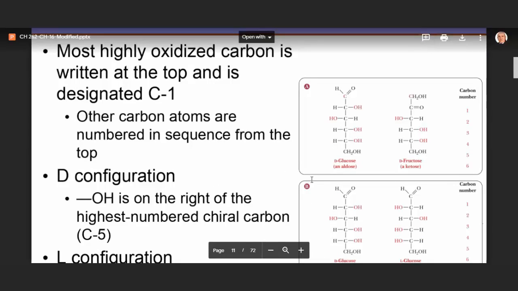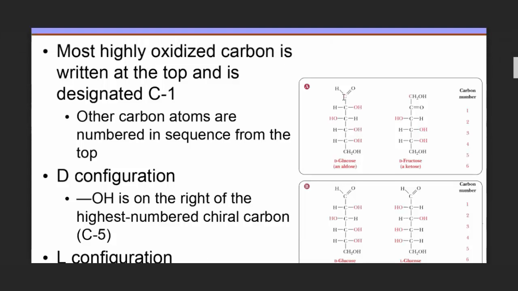Now, this is the structure for D-glucose. Notice, it is an aldose. And here we have D-fructose, which is a ketose. Both of them are hexoses, but the difference is in the functional group. Now, the most highly oxidized carbon is written at the top and is designated number 1, and then you go all the way down.